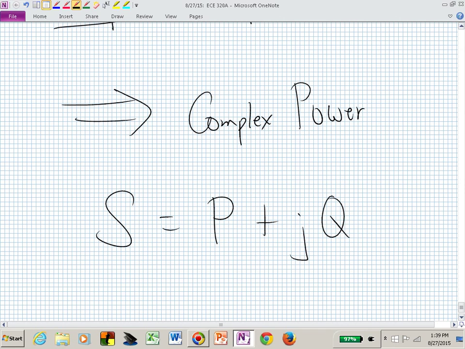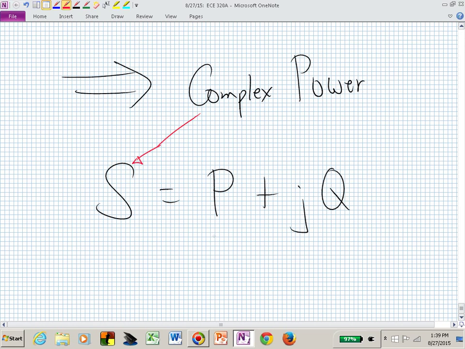So S is complex, and I may or may not overbar that. But S in general is a complex number if it has P and Q in it, and those are orthogonal components. This is our complex power. This is our real power. And Q is our reactive power.